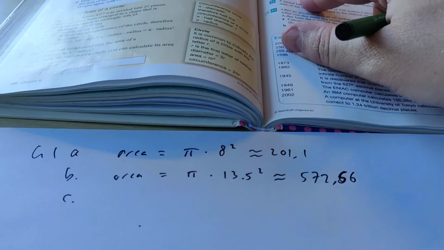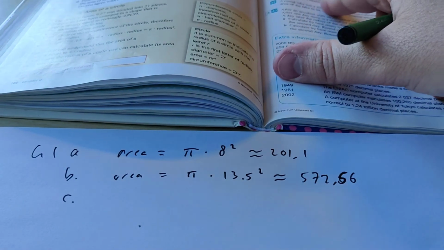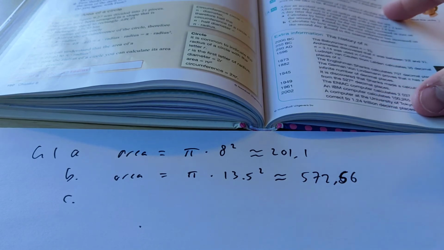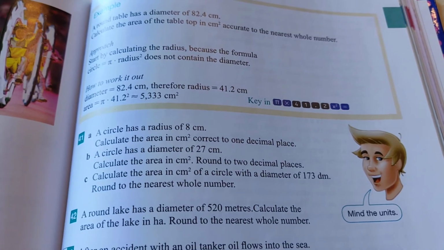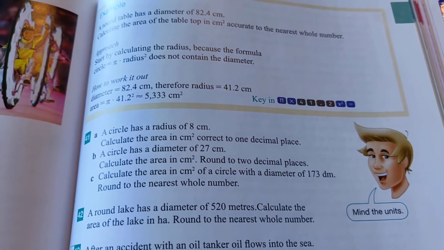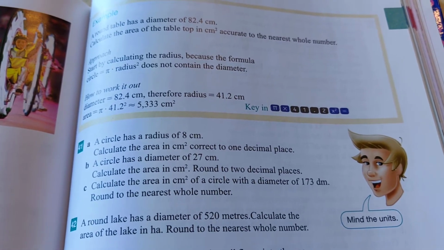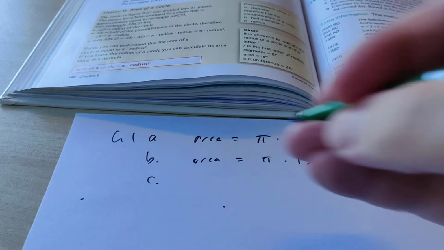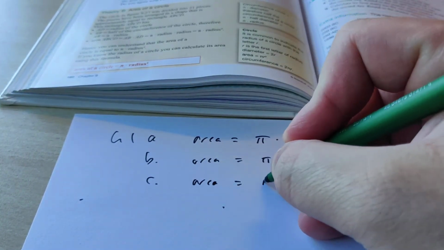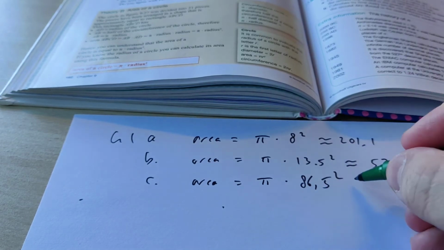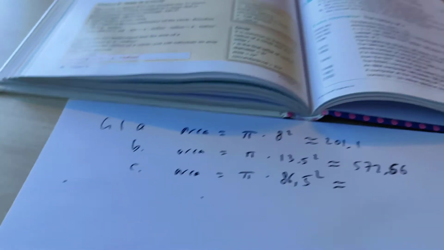Exercise C. Calculate the area in squared centimeters of a circle with a diameter of 173 decimeters. Okay, so let me read the question here. We know the diameter, so again you need to divide it by 2. So 173 divided by 2 is 86.5. To calculate the area, you need to do pi times 86.5 squared. And if you do that, you get the answer.